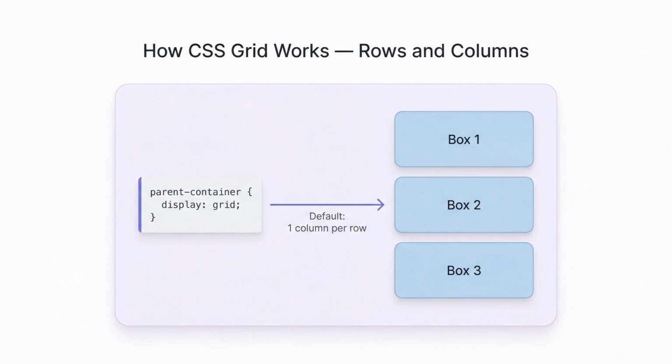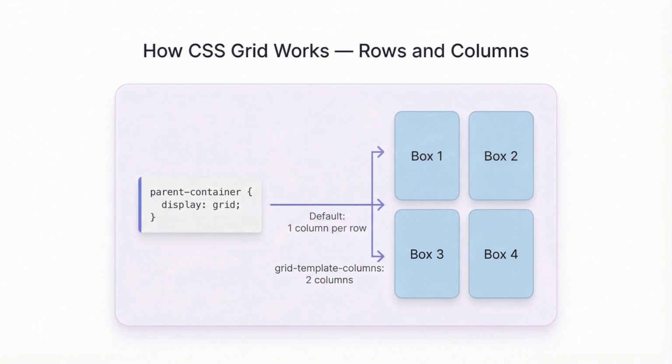To change this, you need to define how many columns you want. The moment you define 2 columns using grid template columns, the grid places 2 items per row. Add a third item, and it wraps to the next row automatically. This is the fundamental power of grid. You define the column structure once, and the items fill in naturally.